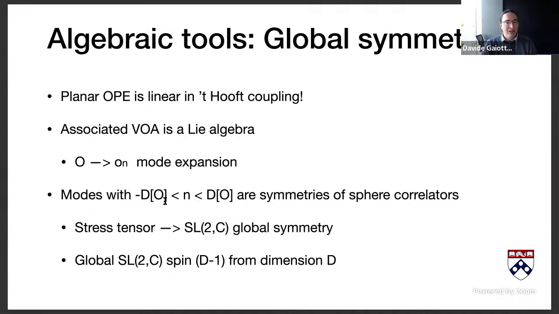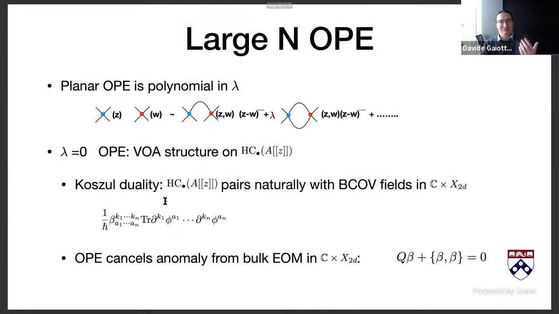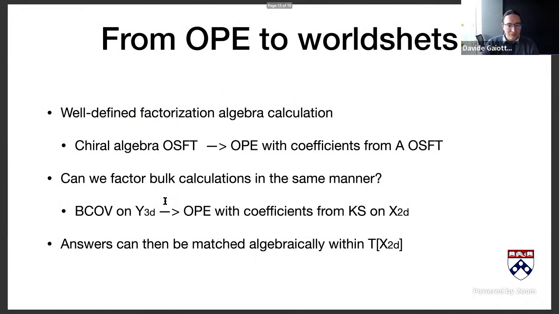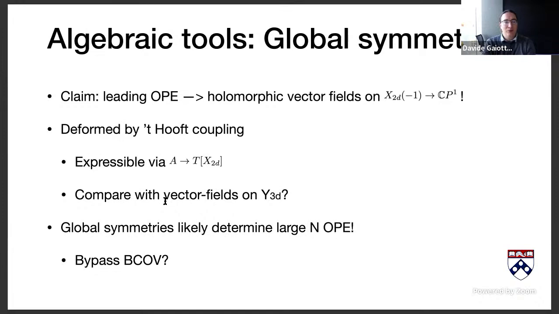So I can compute this global symmetry algebra, the structure constants of this global symmetry algebra, from this OPE calculation, just picking the correct powers of 1 over Z. And the claim of the work with Kevin is that this global symmetry algebra has to match global holomorphic vector fields on the Bach-Racter geometry. In particular, if you set lambda equal to zero, you're supposed to recover holomorphic vector fields on this X fiber over CP1. And when you turn on the 't Hooft coupling, you're supposed to see vector fields on the full geometry.